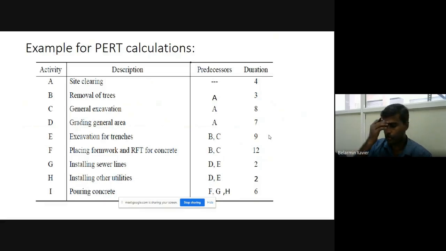Let's go through the example. Activity A is site clearance. Activity B, removal of tree. Activity C, general excavation. Activity D, grading general area. Activity E, excavation for trenches. Activity F, planning formwork and reinforcement for concrete. G is installing sewer lines. H is installing other utilities, and I is pouring concrete. The predecessors of the corresponding activities are given, and the durations are also given.